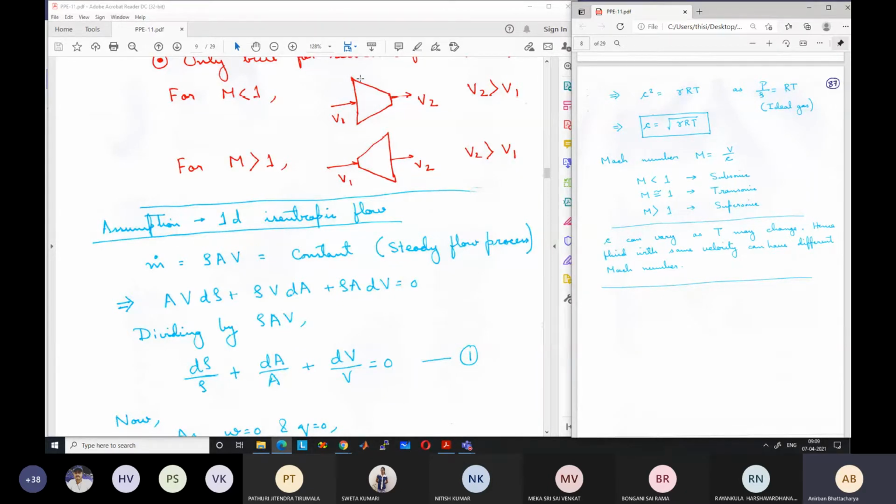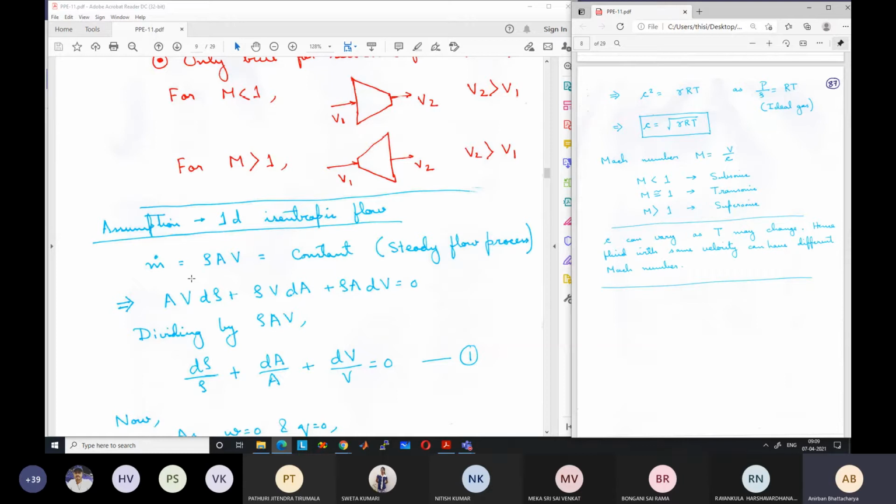So mass flow rate is equal to rho AV. It's constant because it's a steady flow process. Okay, so if I take a derivative of this, because mass flow rate is constant, the derivative is 0. The derivative of rho AV is AV d rho plus rho V dA plus rho A dV, and this is equal to 0. Dividing the entire thing by rho AV, you get d rho by rho plus dA by A plus dV by V equal to 0.